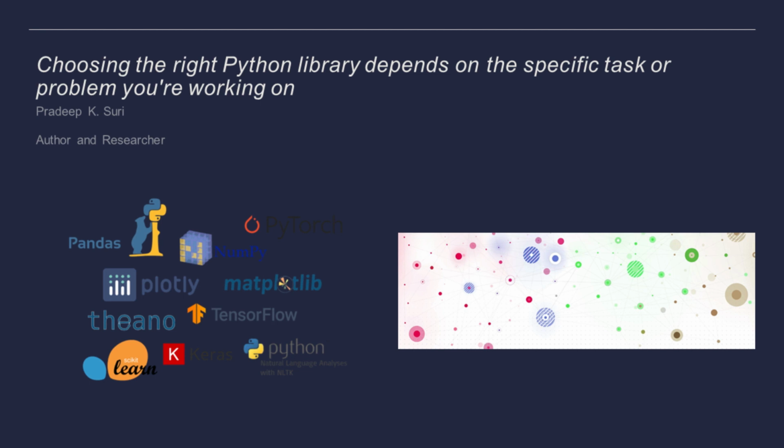8. OpenCV. Use OpenCV for computer vision tasks. It provides a wide range of tools for image and video processing, object detection, and more.